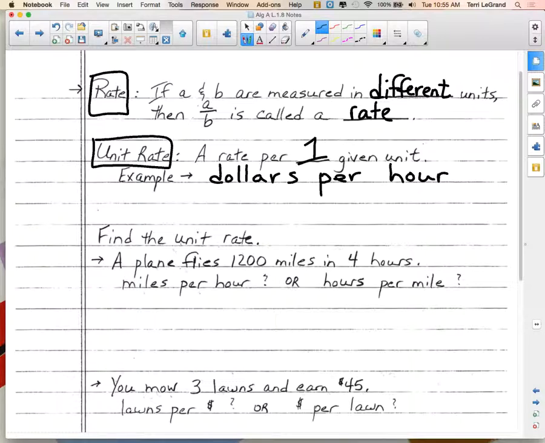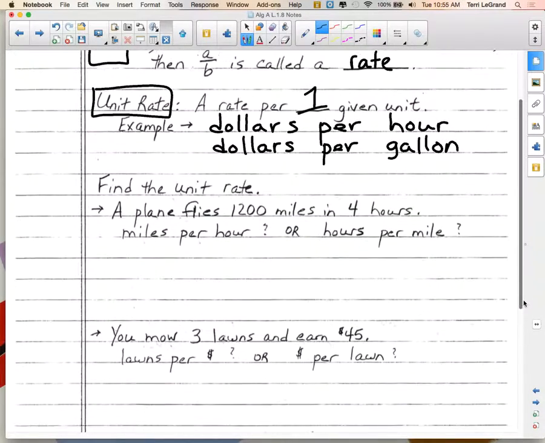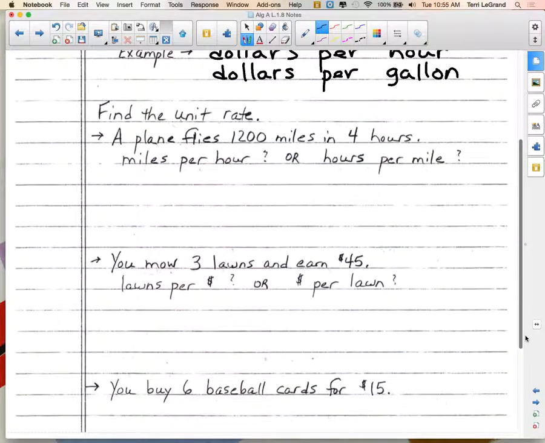What's another one we talked about? We said miles or dollars per gallon, right? We talked about that. Again, we don't say, oh, you know what? Out at Casey's, they're charging $12.50 for 4 gallons of gas. That isn't how we talk about it. We talk about how much is it for every gallon. So those are like examples of unit rates. Okay, so let's find some unit rates.